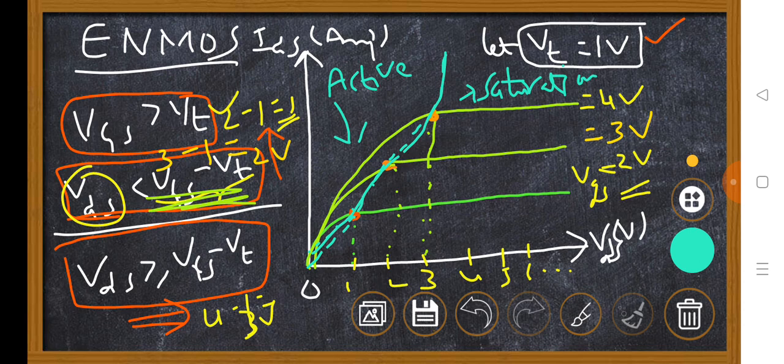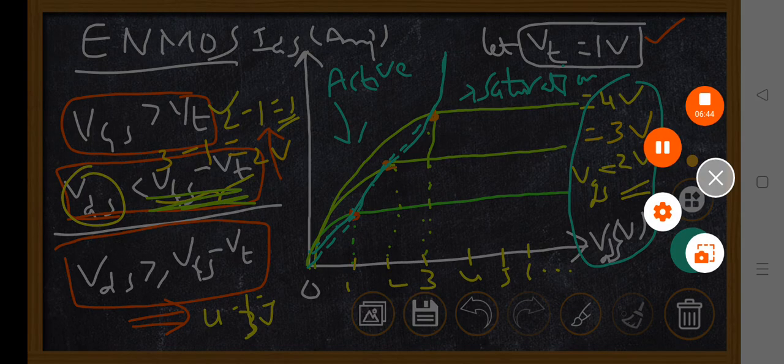We will look at the depletion mode NMOS characteristics. Don't forget, while you are talking about enhancement mode PMOS transistor characteristics, the entire thing should be on the negative side. I hope you are clear, all of you. Now we will see the depletion mode NMOS characteristics.